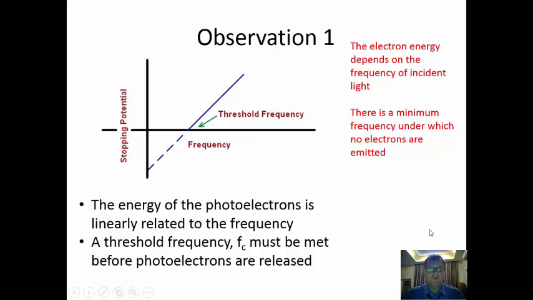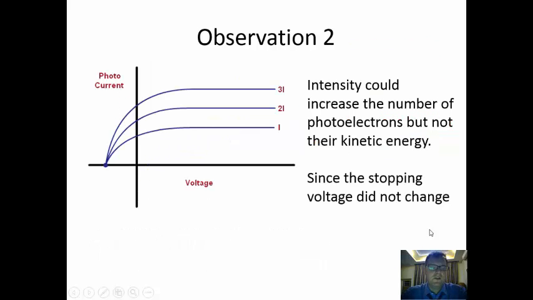Observation number 2 came about when he was looking at a comparison between the photocurrent and the voltage, and looking at this when having different intensities of light. So what we can see here, first of all, on the left hand side, is that there's a certain voltage where no electrons pass by, so there's no photocurrent at all. That's the stopping voltage we spoke about beforehand. The key thing here is that the stopping voltage is the same for every intensity of light.